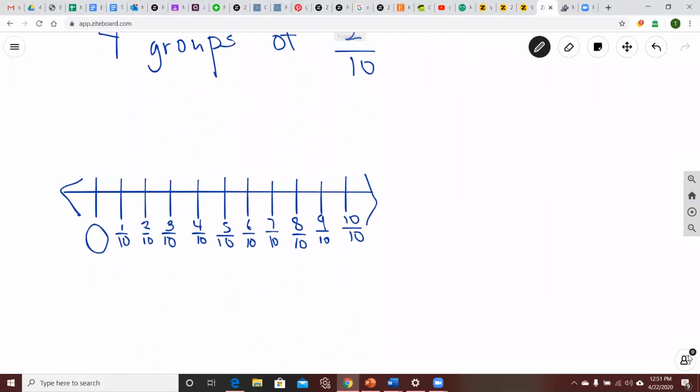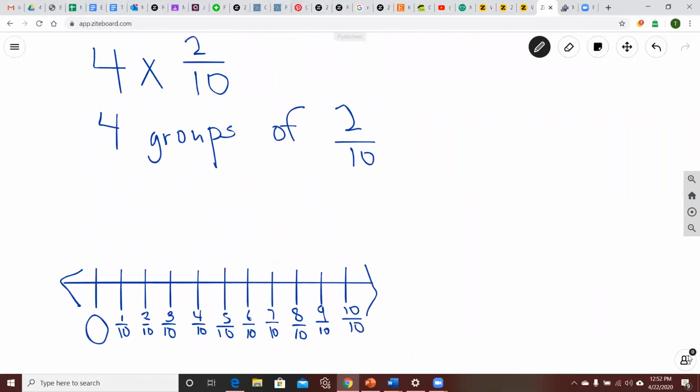So if I have 4 times 2/10, that means 4 groups of 2/10. Okay, so I'm looking at my number line. This time I don't have it labeled. We're going to label that now. But it says that to make one group, it's 2/10. So in the other 2 problems, we were just jumping one of these, but this says 2. So for me to make 1 jump, I start at 0, and I've got to go over 2 spots on the number line to get 2/10.